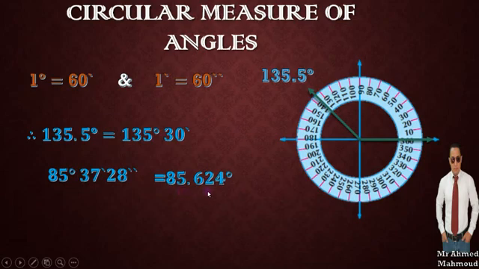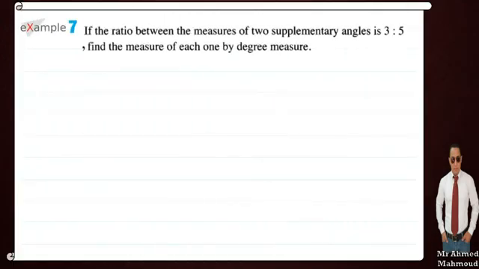Now let's solve a problem about this concept. If the ratio between the measures of two supplementary angles is 3 to 5, find the measure of each by degree. Remember with me the meaning of supplementary: supplementary means the sum equals 180 degrees.